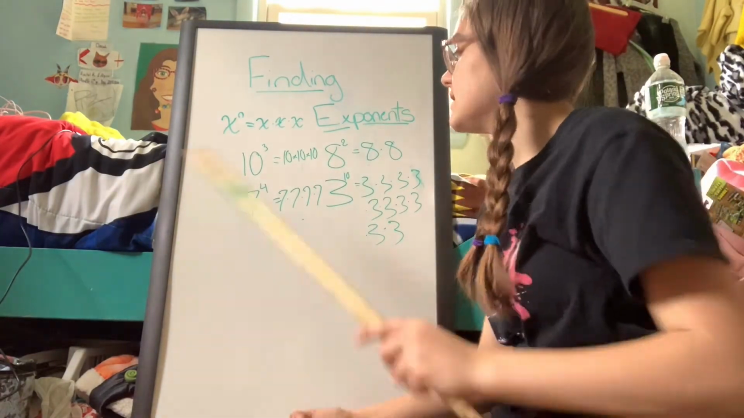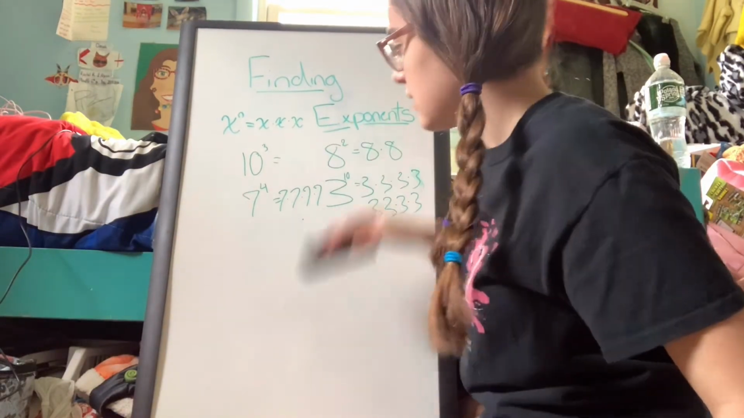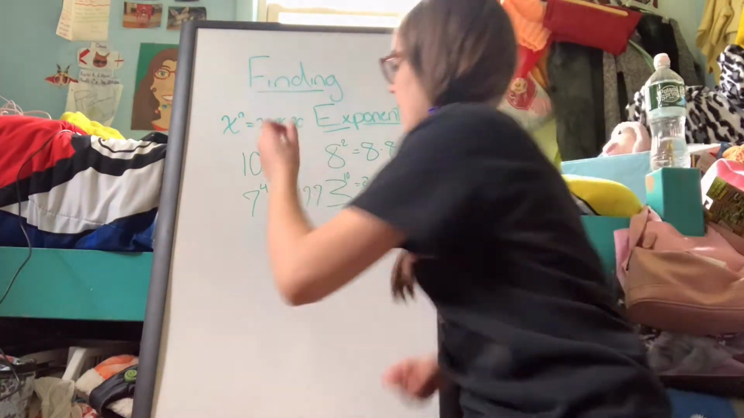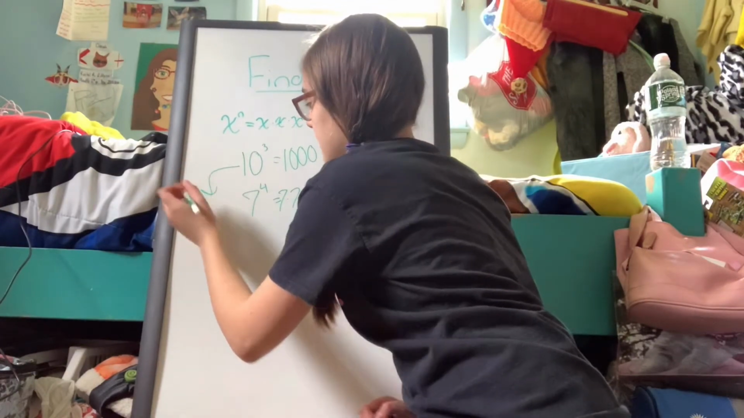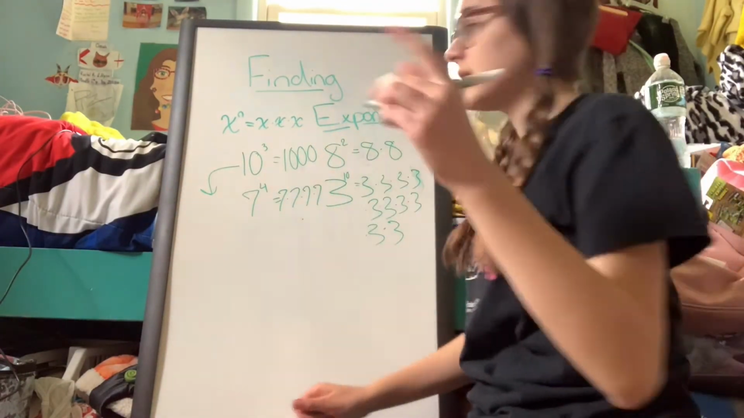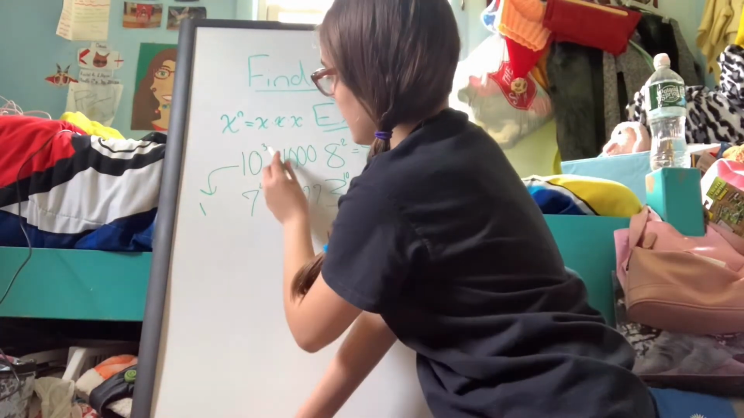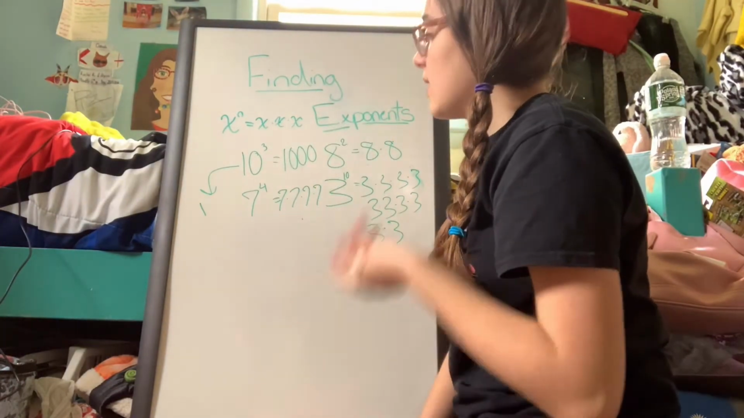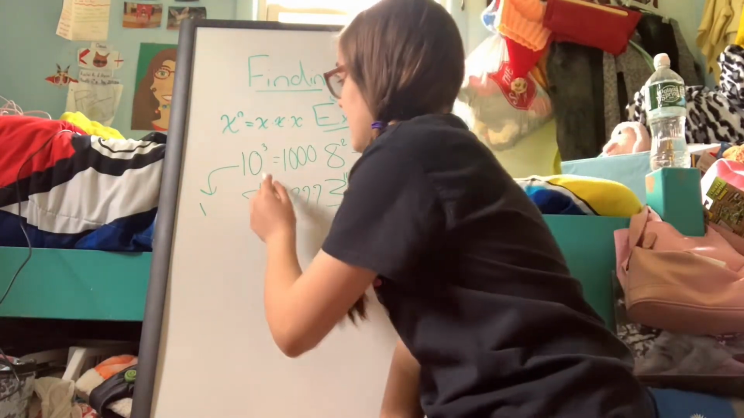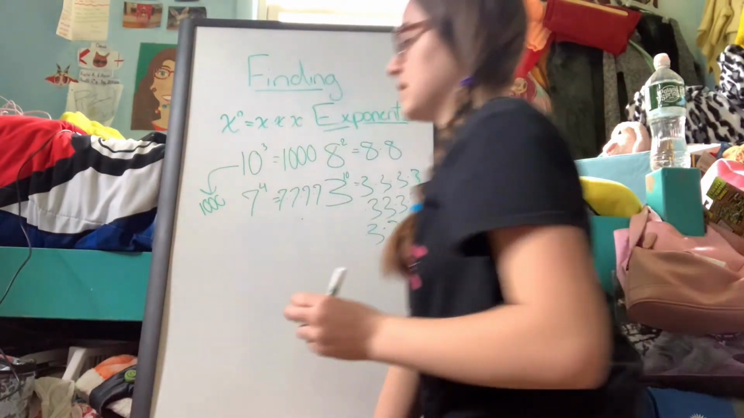So if we did 10 times 10 times 10, we would get 1,000. Or another cool trick with 10 exponents is you would have a 1, and then the number it's being powered by, that's how many zeros you put. So 10 to the third would be 3 zeros, which is 1,000.